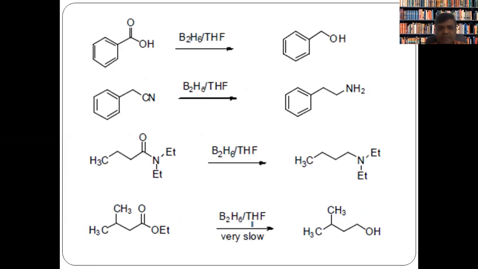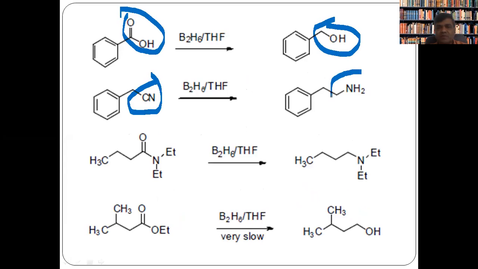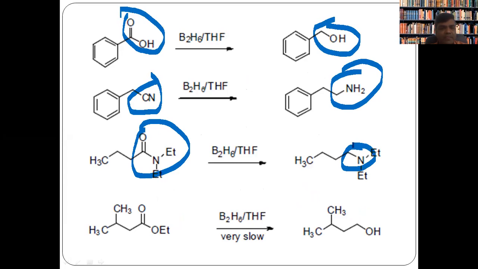In this example, see, the COOH group is reduced to primary alcohol. Cyanide is reduced to CH2NH2. This amide is reduced to amine. The ester functional group is reduced to primary alcohol. But in the case of ester, the rate of the reaction is very slow.